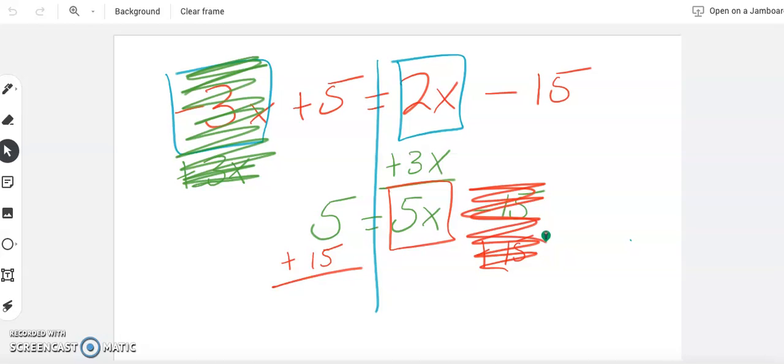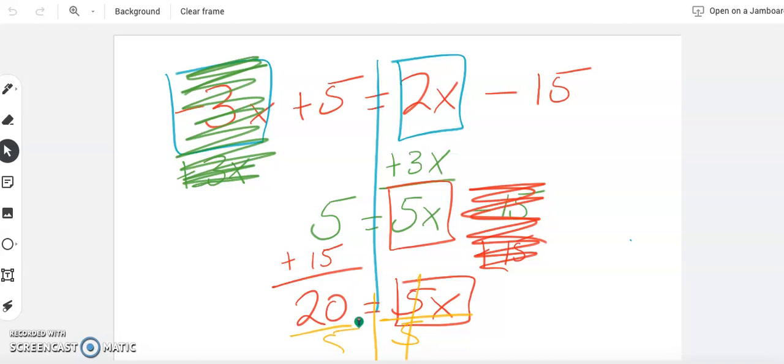But remember, if I do something to the right, I have to do it to the left. I get 20 equals 5x. And the last step to isolate my variable or get it by itself, we're going to divide the right-hand side by 5 and divide the left-hand side by 5. And we're left with 4 equals x.